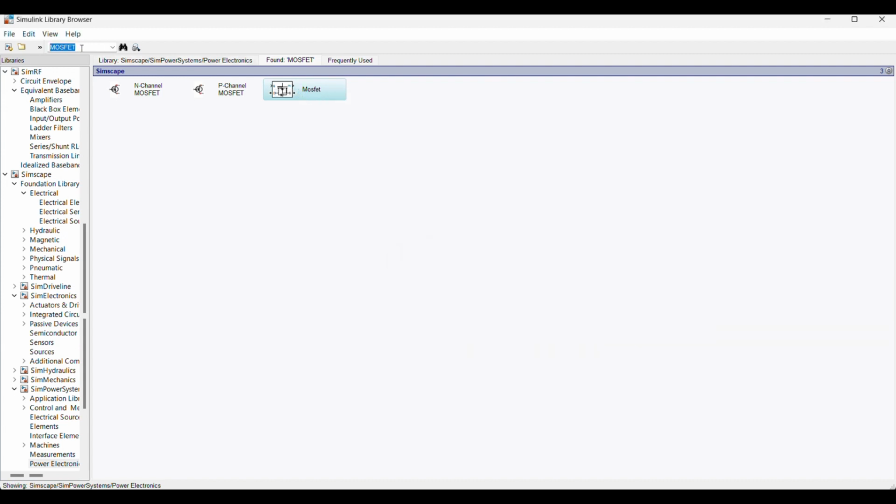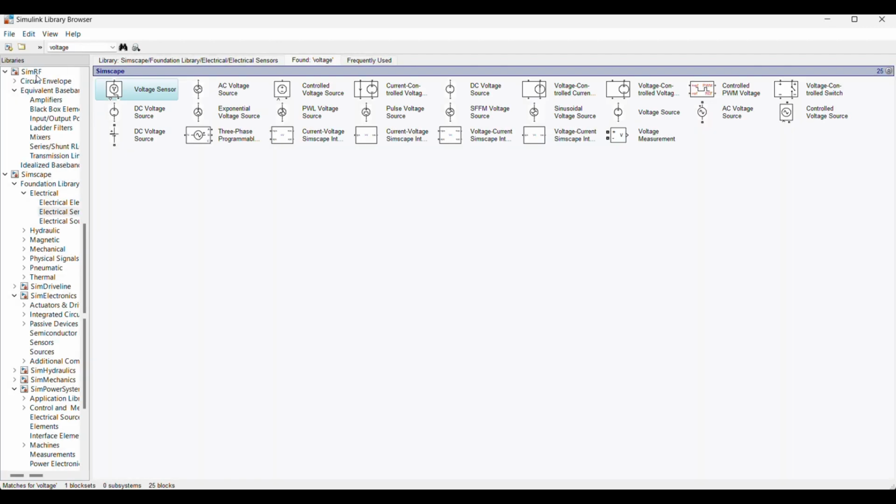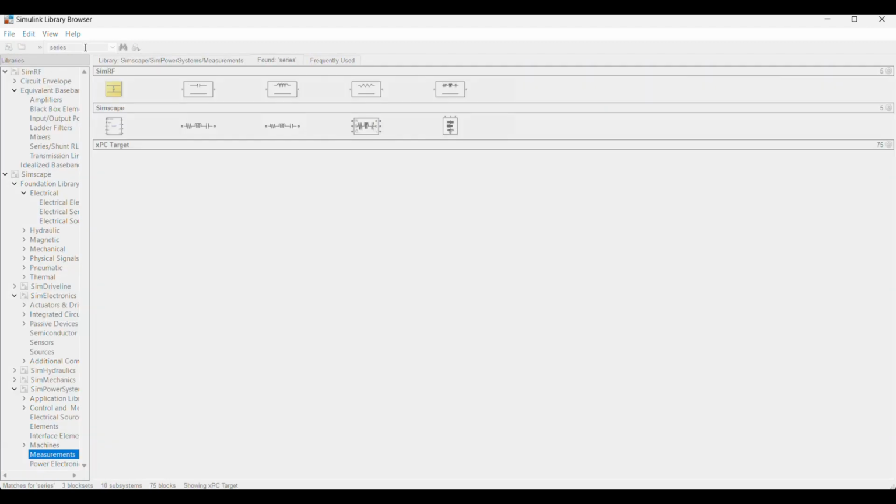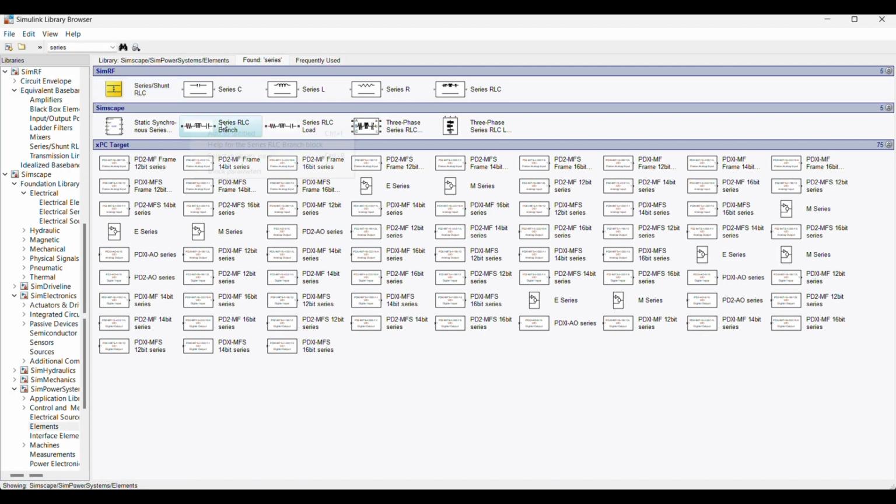Then we search voltage and get a DC voltage source, because we are converting from DC to AC, and a voltmeter. To get a resistive load, we search series RLC, the first component. The series RLC component will have all the three, but we will modify it and get only resistance, because it's a resistive load.